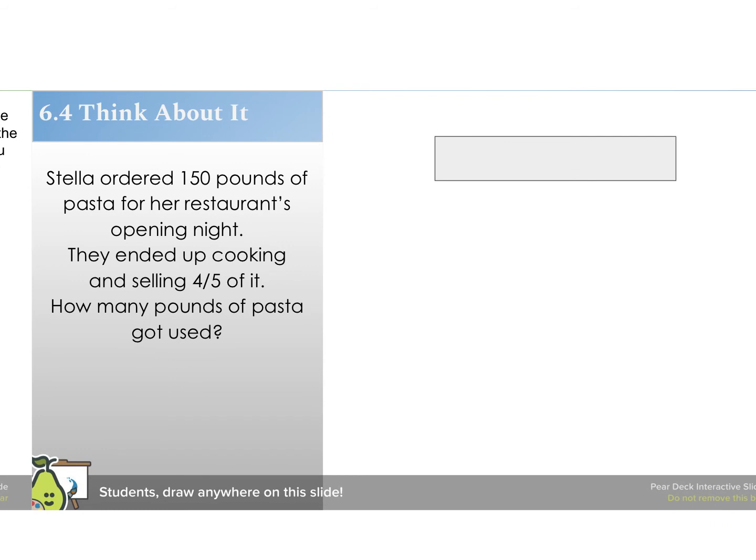So Stella ordered 150 pounds. So we have 150 pounds. So our total is 150 pounds. Pounds of pasta for her restaurant's opening night. They ended up cooking and selling 4/5 of it. How many pounds of pasta got used?